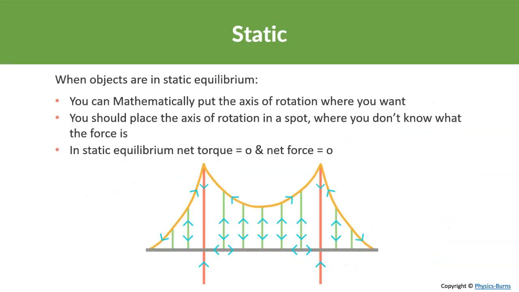Moving on. Static. Okay, so when objects are in static equilibrium, you can mathematically put the axis of rotation where you want it to help you with the problem. You should place the axis of rotation in a spot where you don't know what the force is. That's a little tip. And another thing is, in static equilibrium, net torque is equal to 0 and net force is equal to 0, because essentially nothing is moving, nothing is rotating, and nothing is moving back and forth, or nothing's accelerating, at least I should say.